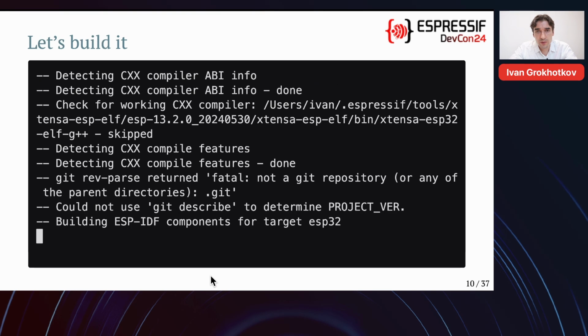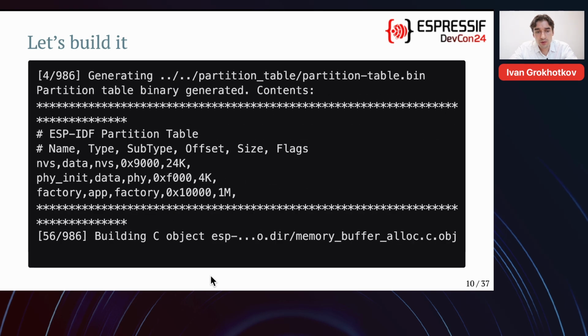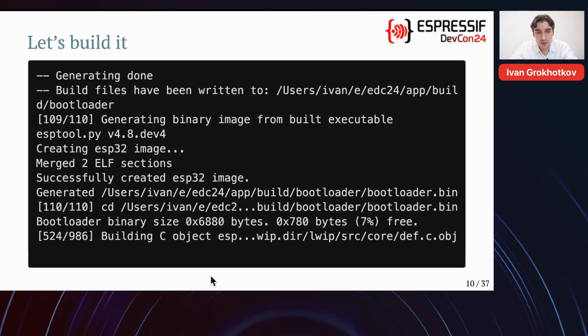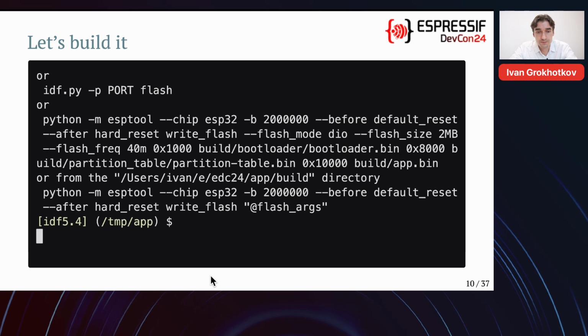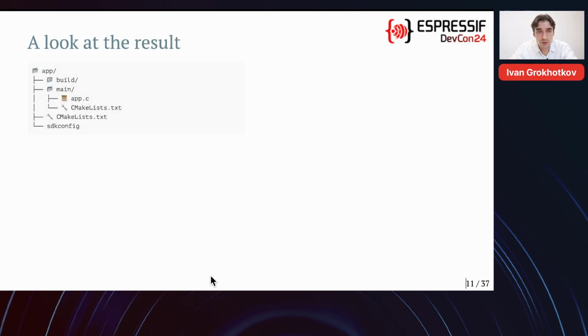When you run idf.py build, as I mentioned before, it will execute CMake. CMake will generate the build script, and the build script is then executed by a tool called Ninja. Finally, at the end of the process, we will get the compiled application in the build directory. So the build process is complete. We can take a look at the result.